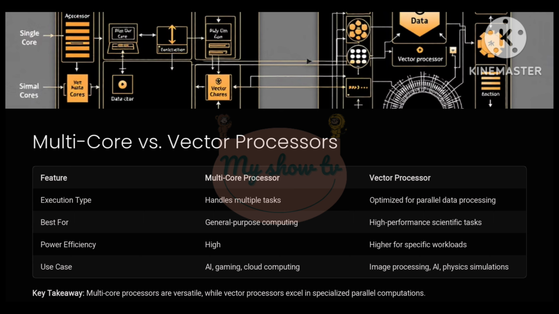Conclusion: understanding multi-core and vector processing architectures is essential for optimizing computing performance in modern applications. Choosing the right processor type depends on whether the workload requires general multitasking or highly parallel numerical computations.